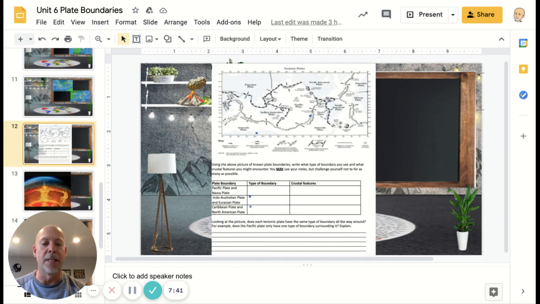All right, we have this additional worksheet that we're going to be doing in class, as well as virtual students. You'll have it attached to your Google Classroom. This is going to ask you questions specifically about plate boundaries, the type of boundary they are, and the type of crustal features you will see. Remember, we discussed in class there are two crustal features. We have oceanic and we have continental. If you remember from class, which one is more dense? Which crust is denser?